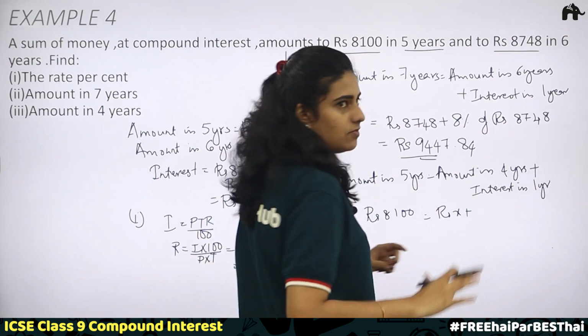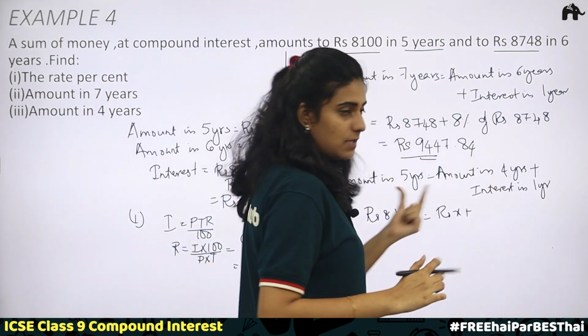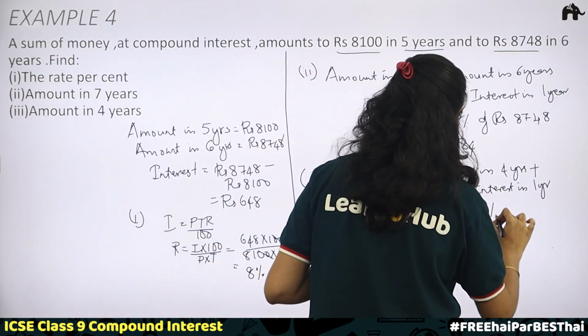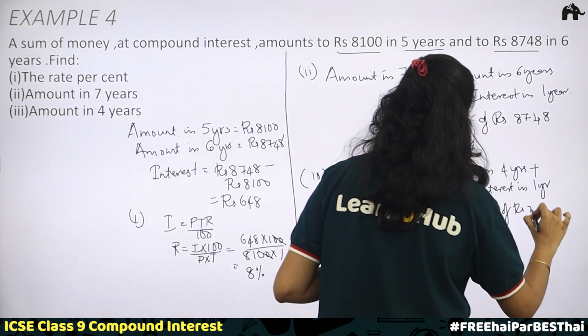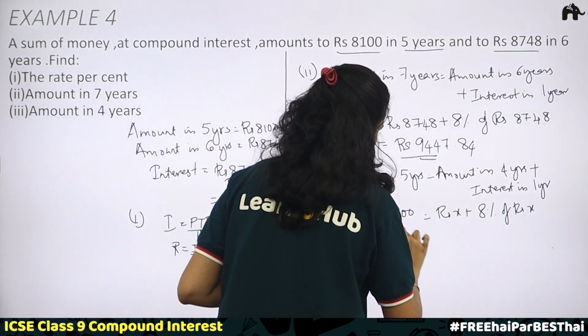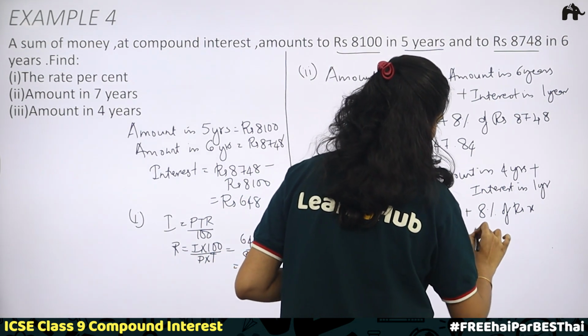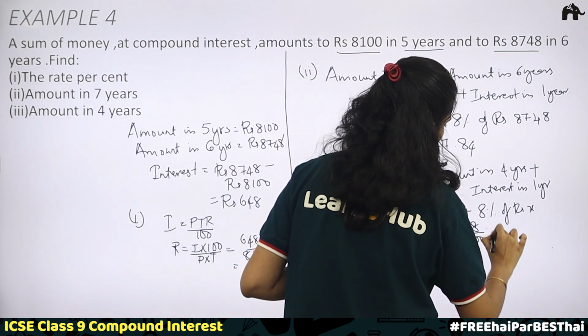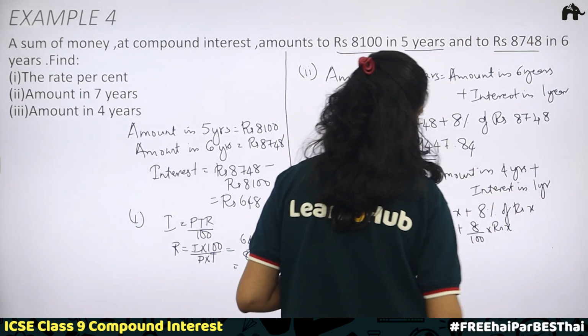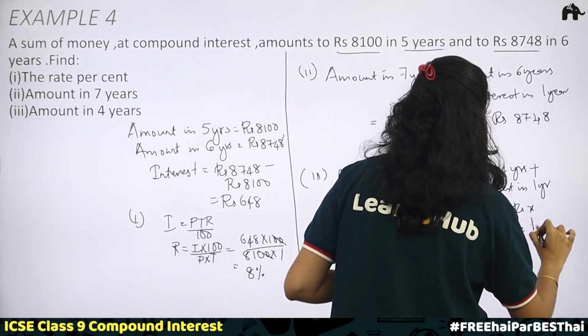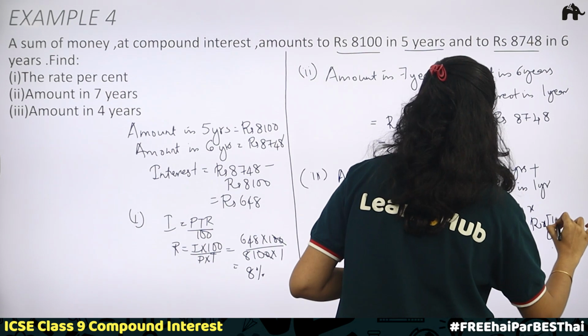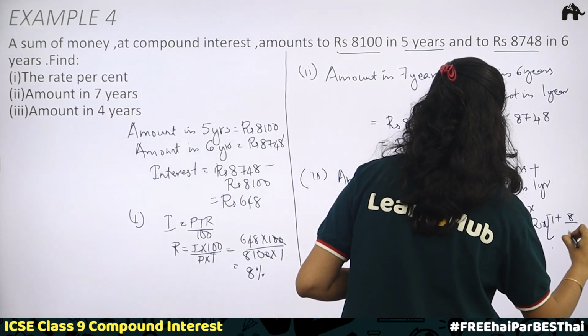How to find the interest in 1 year? It is calculated with respect to this amount. Therefore, 8% of rupees X. Rupees 8100 is equal to rupees X plus 8 by 100 into rupees X. Okay, that will be equal to rupees X taken out, 1 plus 8 by 100.